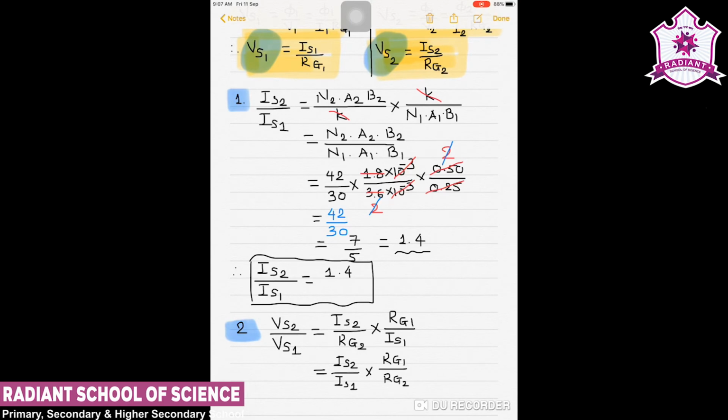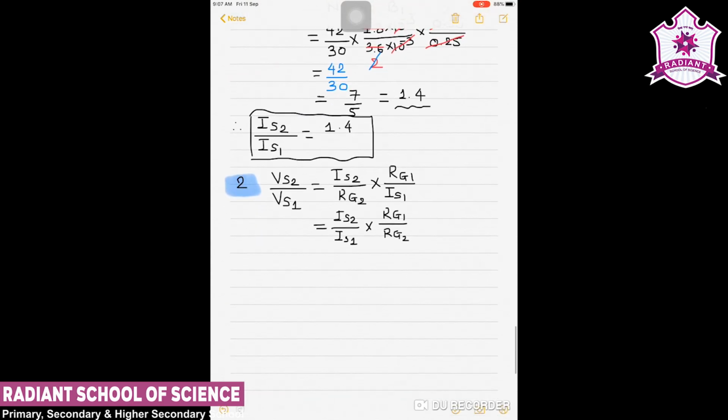We can simply put the values: we have 1.4 into RG1, which is 10, and RG2, which is 14. So when we simplify, this will be 14 upon 14, and that is 1. So the other ratio that they have asked will be a unit value.